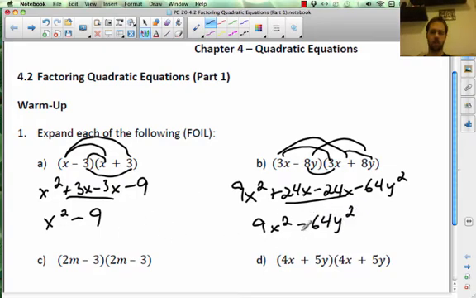And again, take notice of what's going on here. Here we had a perfect square minus a perfect square, the square of x and the square of 3. Here we have a perfect square, the square of 3x, minus a perfect square, the square of 8y.